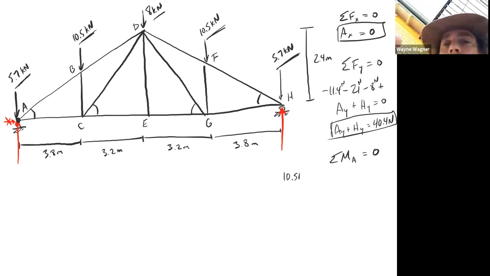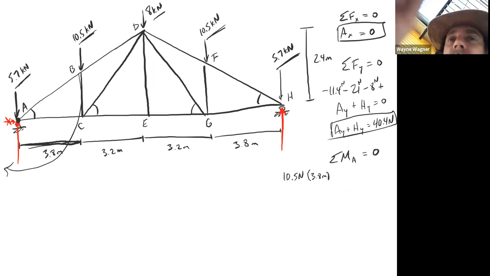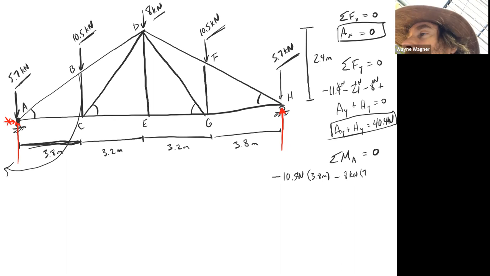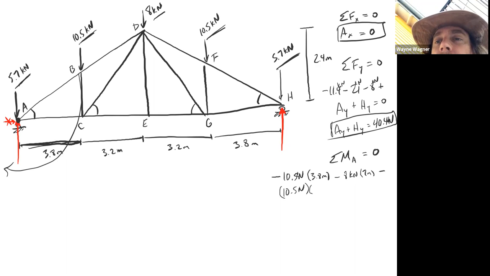And half times its moment arm, which is 3.8. Okay, and that looks like that's going to be going in that direction. So that's clockwise. So that's negative. Minus 8 kilonewtons. Oh, these are kilonewtons. Sorry about that. These are all kilonewtons. And that 8 is the same direction, and that's going to be times 7 meters. And then we'll go minus 10.5 kilonewtons times, in this case, that moment arm is 7 plus 3.2, 10.2 meters.